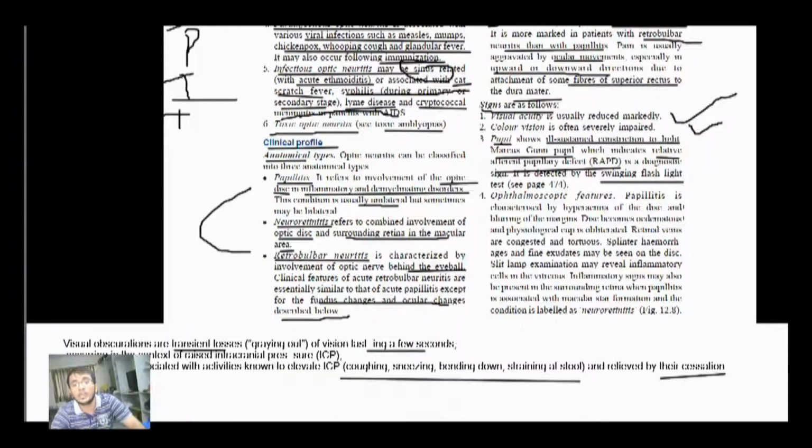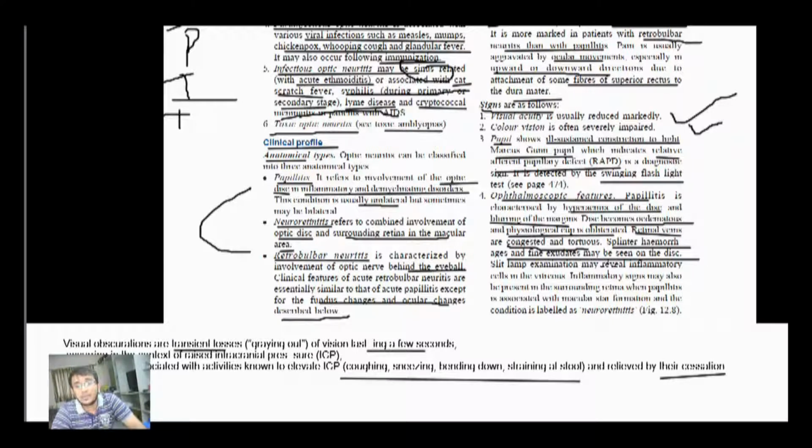Next, ophthalmoscopic features involve papillitis. In papillitis, there is hyperemia of the optic disc, and the margins of the optic disc show blurring. Then the disc becomes edematous and the physiological cup is obliterated. The retinal veins are congested and tortuous. After congestion, there is hemorrhage. Splinter hemorrhages and fine exudates may be seen on the optic disc.